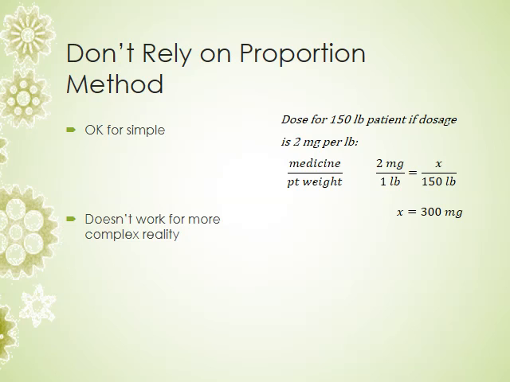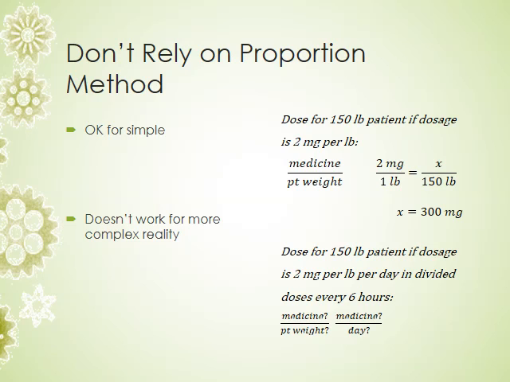dose. But this doesn't tend to work for the more complex reality that we have with divided dosage. For instance, if I ask you to find the dose for a 150-pound patient, if the dosage is 2 milligrams per day in divided doses every 6 hours, it's no longer clear what thing I should put on the top, what two things I'm making a proportion of, because there are many things. We have the patient weight, we have the medicine milligrams, we have the day, the time in there, both in day and in divided dosage. So it's much harder to do.